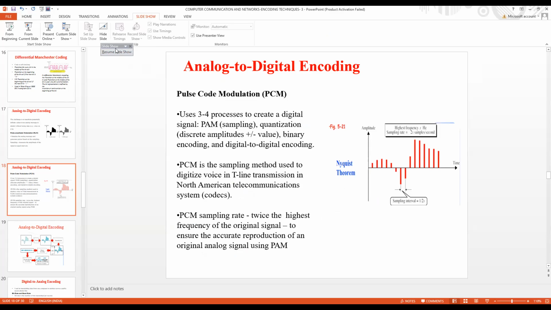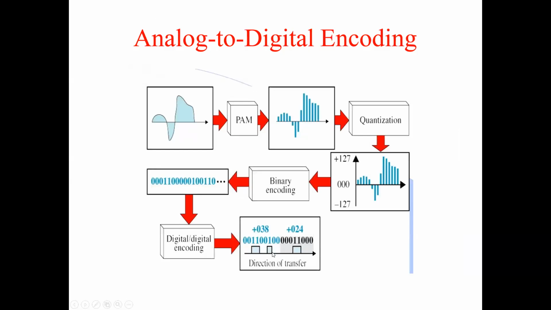Then we will transfer the data, the direction of the transfer. We have set the limits from this to this, and we are setting the direction, that is, analog to digital encoding transmission. Are you getting this? Remember this diagram, and we have to draw the whole diagram and write the steps for each: PAM, quantization, binary encoding, digital to digital encoding, direction of transfer.